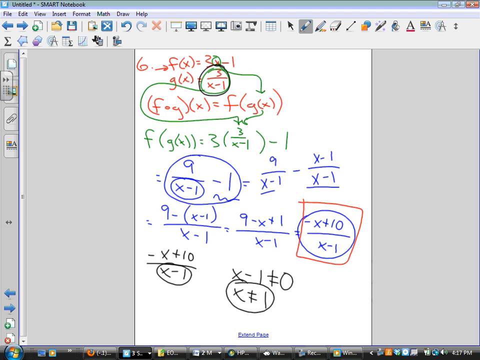And in fact, that's the domain here. X cannot be 1. X can be anything except 1. Notice that that's the only thing we can plug into the function that's going to make us divide by 0. Then if we consider the input function, which was g, g has the same denominator as our result. Therefore, the domain will be the same. So the final answer for the composition is negative x plus 10 divided by x minus 1, and the domain is x cannot be 1.